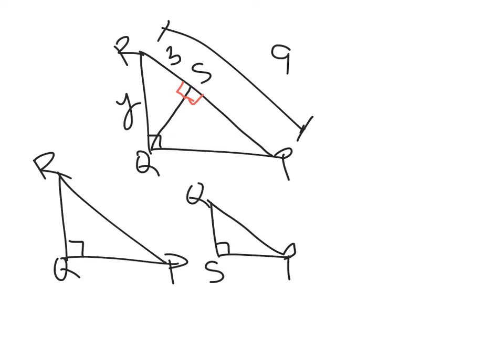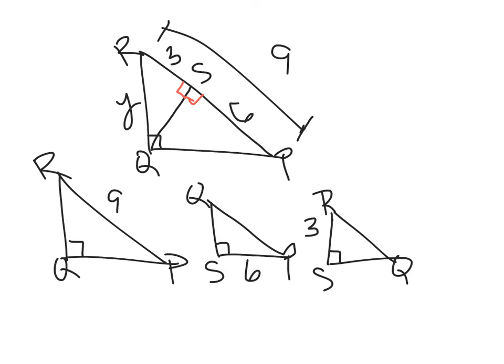Then I have this RQS triangle. Again, R has to correspond with R, so I'll put that there. And the right angle again is S, which means this must be Q. Okay, so then I'm going to put my numbers on. RS is 3. And if RP is 9, that makes SP 6. And then RQ is Y, which I assume is what they want us to find.